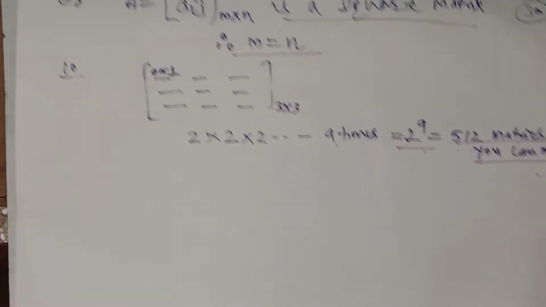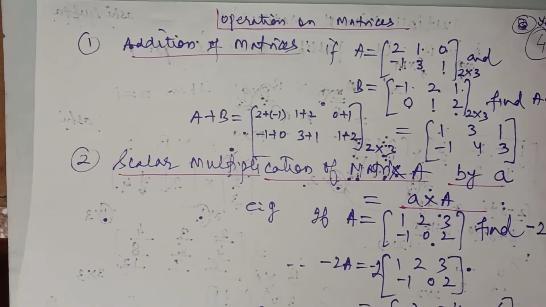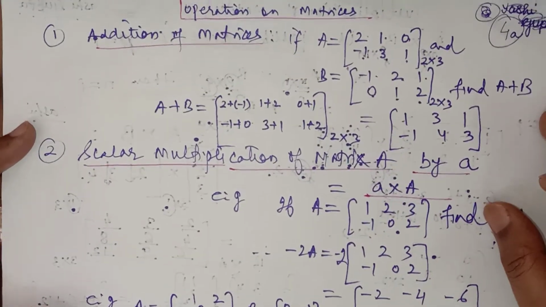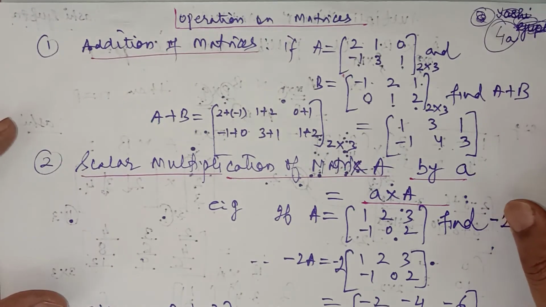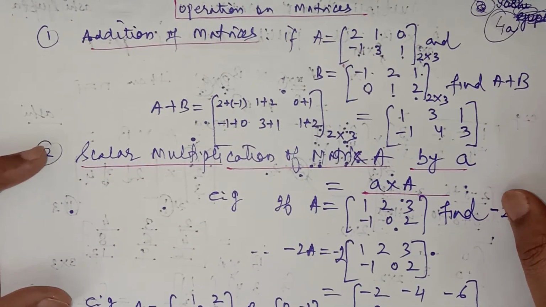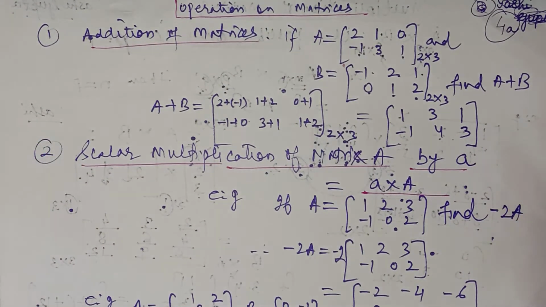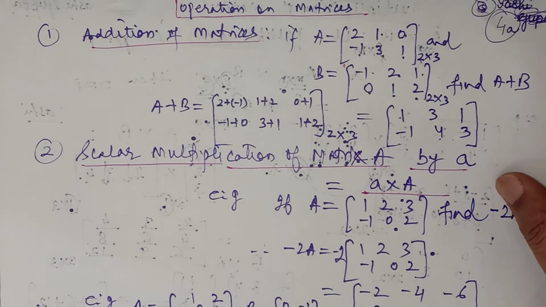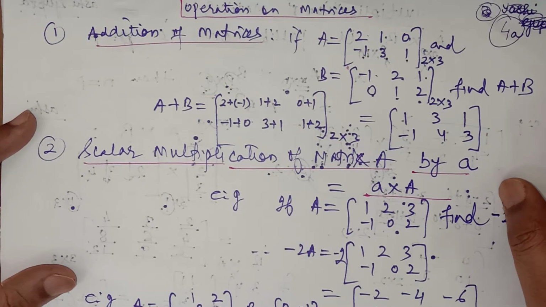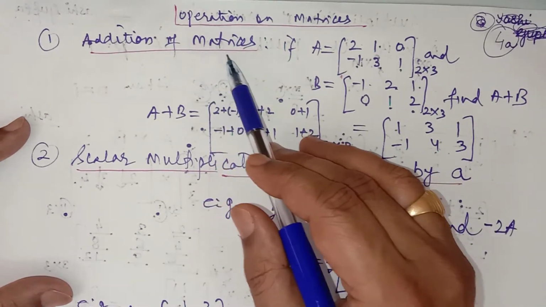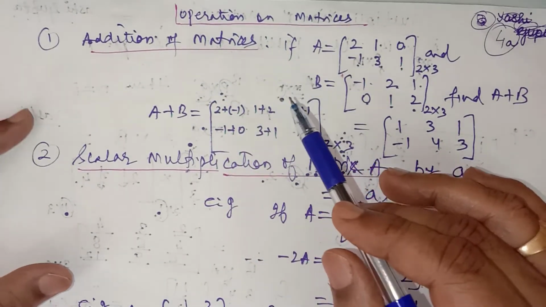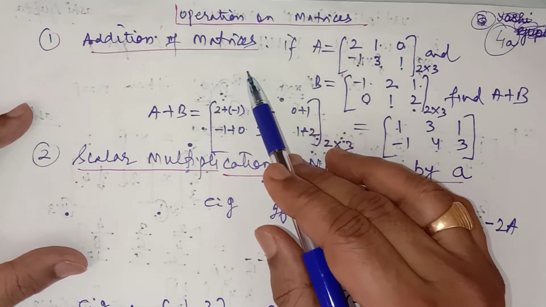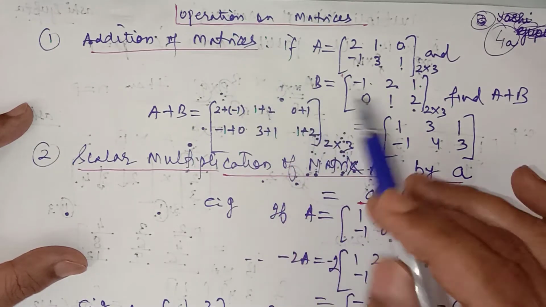Now after that we have operations on matrices. What are operations on matrices? Operations on matrices means you have to add or subtract matrices, multiply a matrix by a scalar, or multiply the matrices. This is known as the operations on matrices. First is addition of matrices. Now when can we add 2 matrices? We can add 2 matrices only if their order is same.